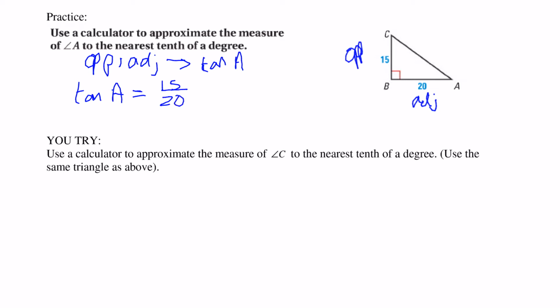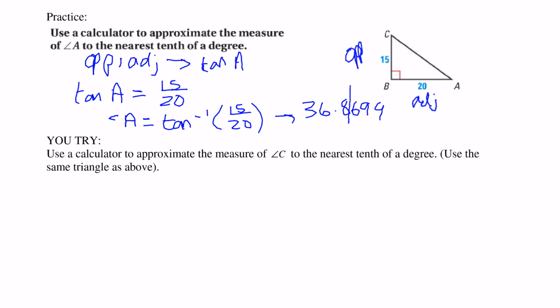Then because we need to solve for this angle A, the angle A is going to equal, and this is where the inverse comes in. So I have to do the inverse of tangent of that 15 over 20, and make sure you close off the parentheses in your calculator. When you do that, we get about 36.8699. Remember, we want to go to the tenth place. So this would be 36.9 degrees would be my angle A.